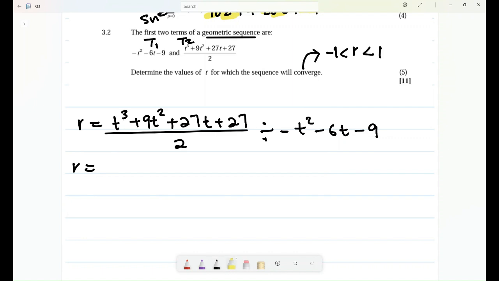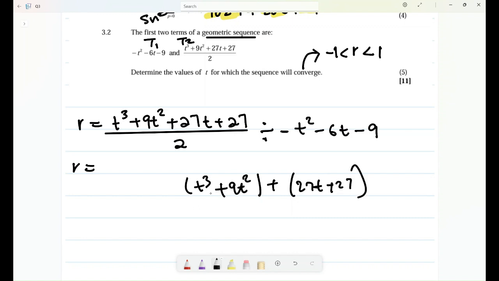Is this how many terms? 4 terms. Is grouping applicable here? No, grouping is not applicable. Why? Because it won't give us the constant thing, right? If I try to group, it's gonna be t cubed plus 9t squared plus 27t plus 27.